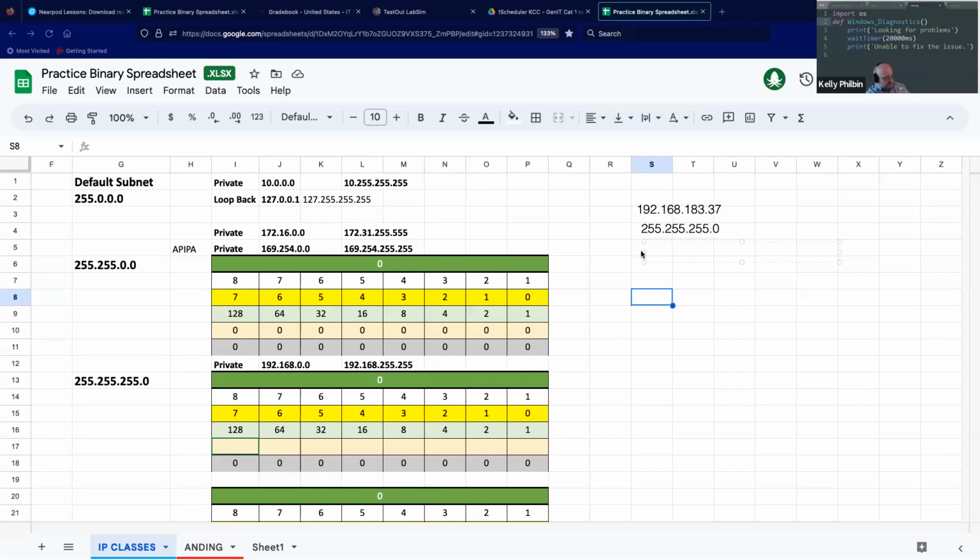What's another way we can notate it? /24. What's another way? The /24 is a hint. Would it be /16? Not for class C. So it'd still be /24, but it's just another way of saying the exact same thing.